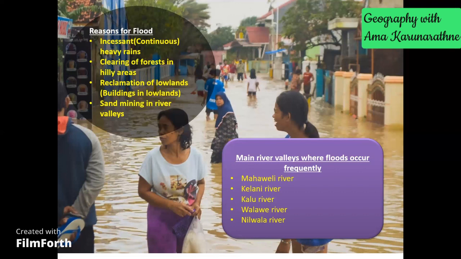So that's our cause. That's not to do with the natural environment, but something that we do. So when we build buildings on lowlands, of course those buildings get affected by flood. Okay, so sand mining in river valleys. When we sand mine in rivers, this also causes flood.